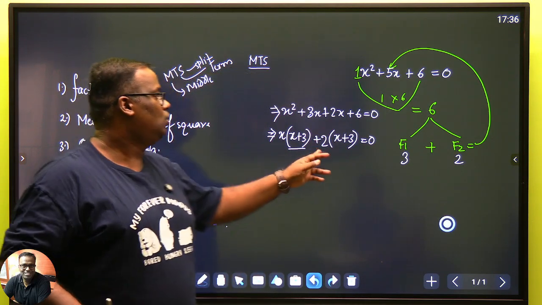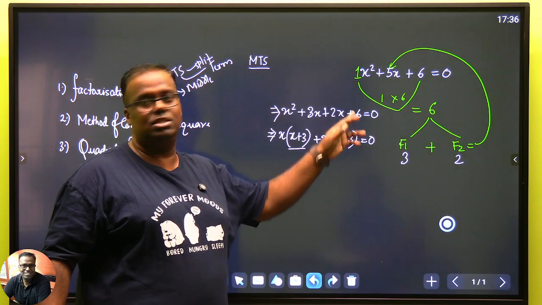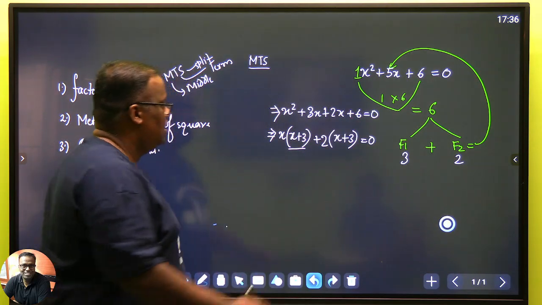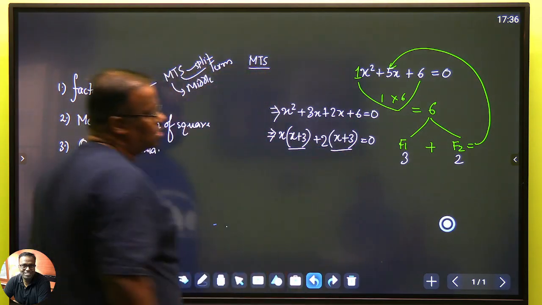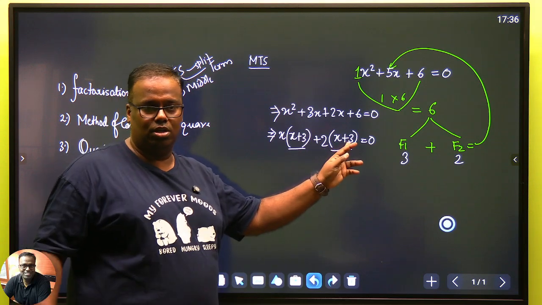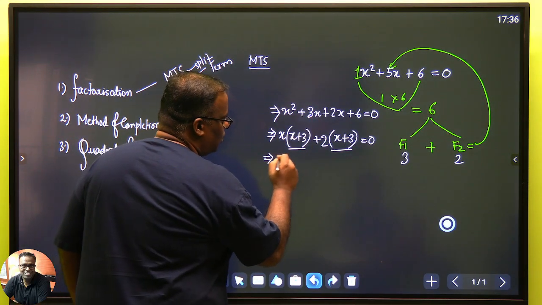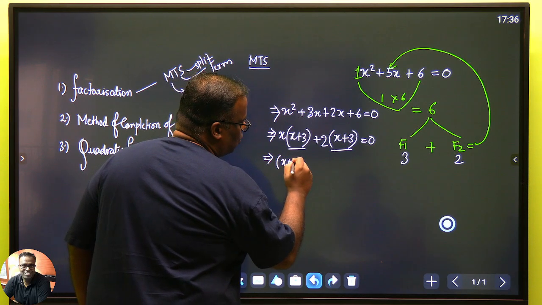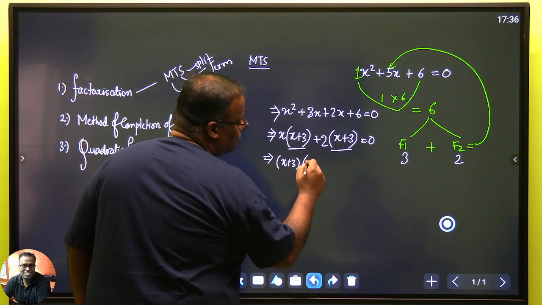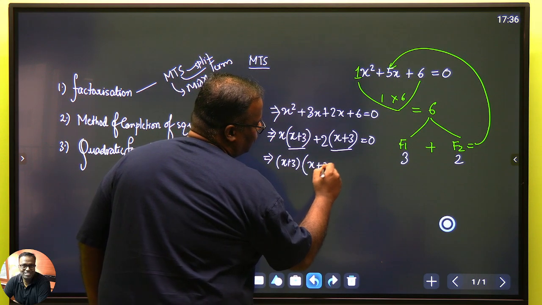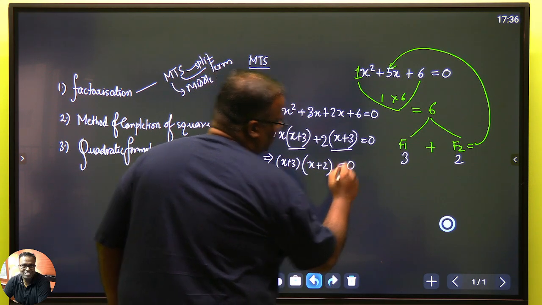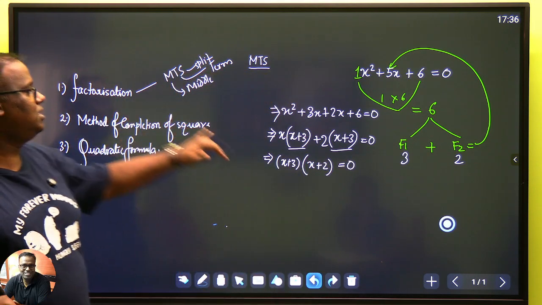Now just see. 2 multiplied by x is 2x. 2 into 3 is 6. Have you understood? Now both of them are the same terms. If this is dog, this is also dog. So take the dog common. What do we take common? x plus 3 as common. Now what I am left with for the first one is x, and I am left with a 2, equal to 0. This is called factorization.